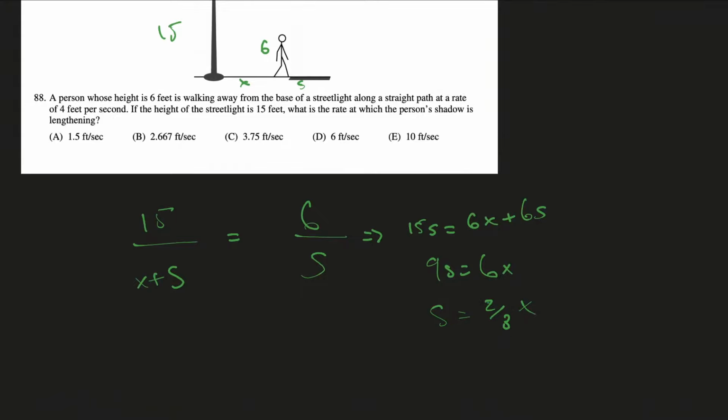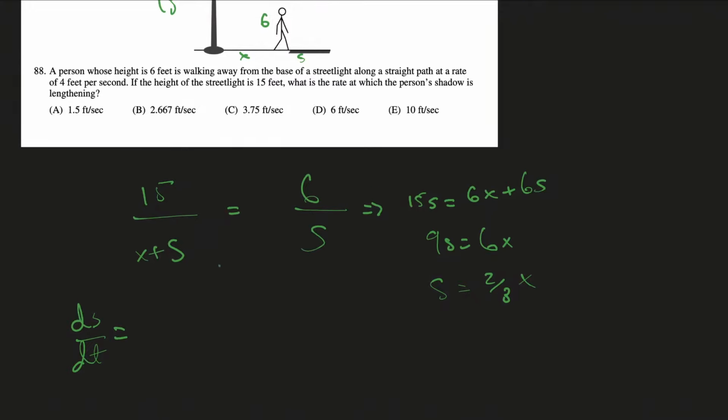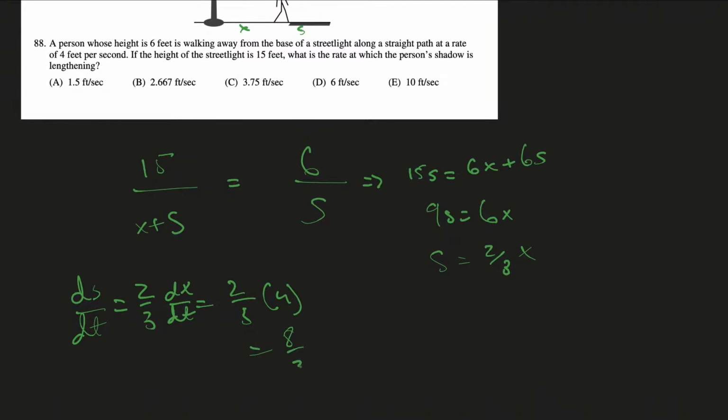And the next part they tell us is that ds/dt, the rate at which the shadow lengthens, is equal to 2/3 that of dx/dt. Right, dx/dt is the rate at which the person walks. So if you just plug that in, they tell us that's 4. That would be equal to 8/3 feet per second, which is equal to 2.66 repeating. So the answer to this is B.